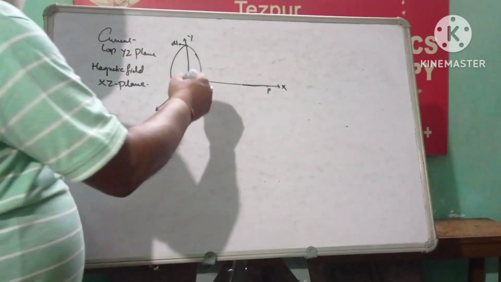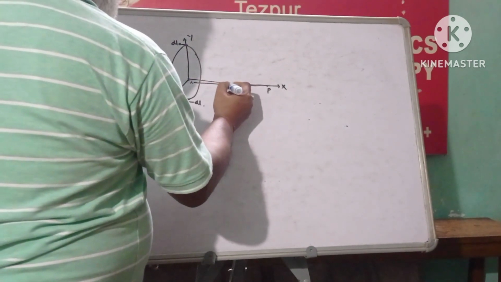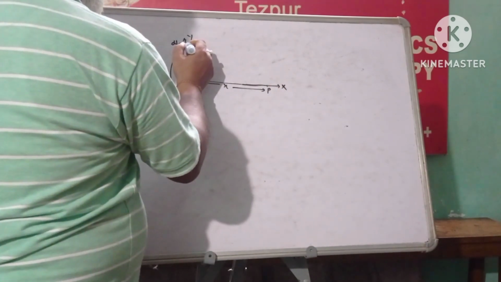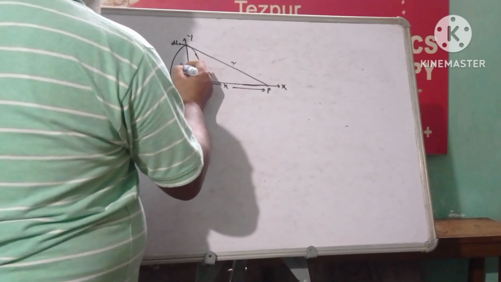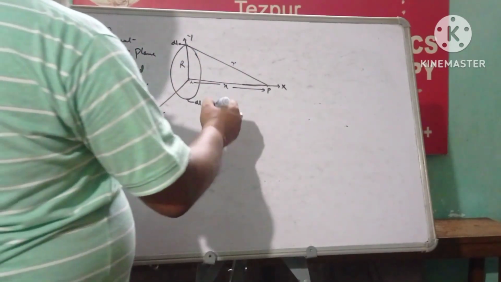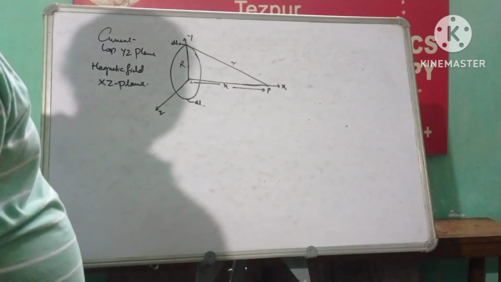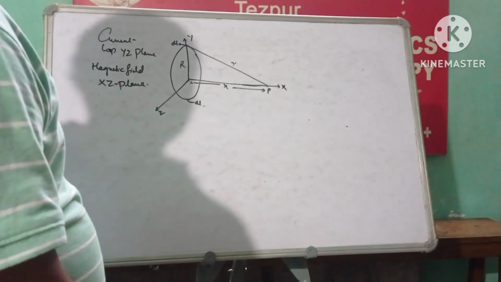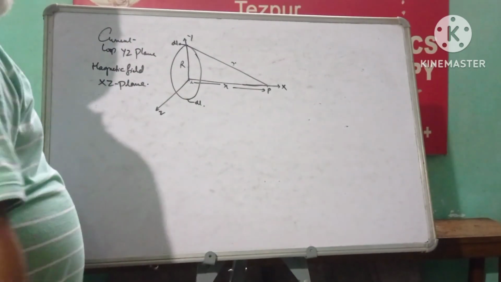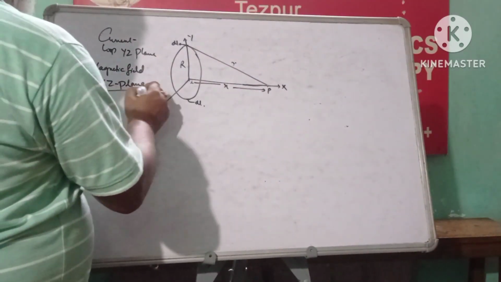So here, at a distance X from the center, and from here let this distance be R, this is the radius of the loop. Now you have to find the magnetic field at point P. Here the magnetic field, because the loop is in the XY plane, lies in the exact perpendicular plane.